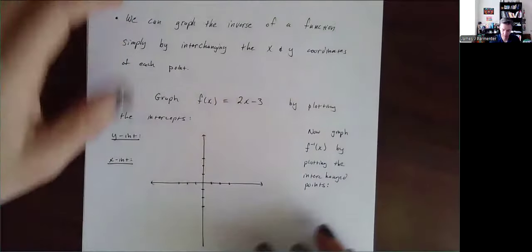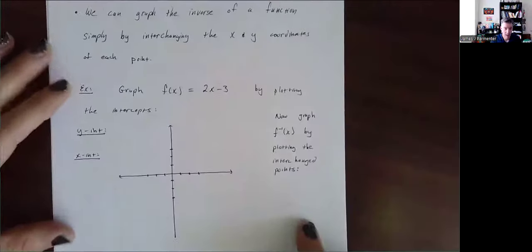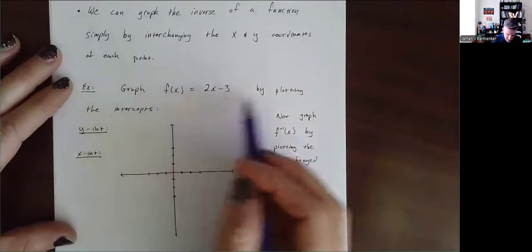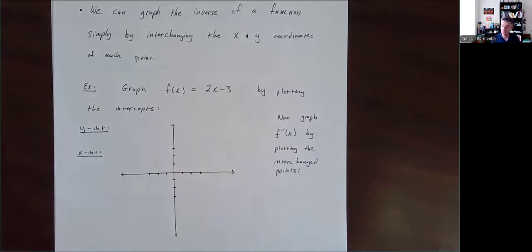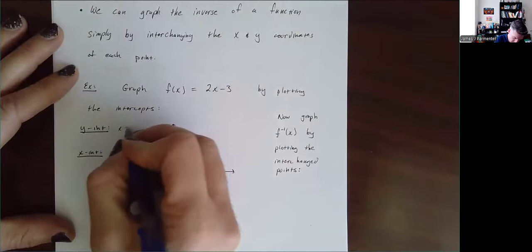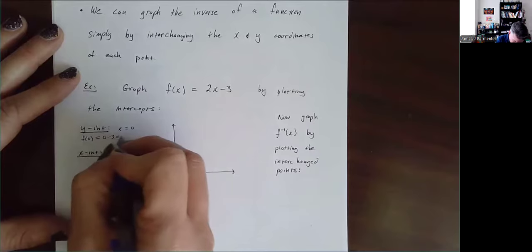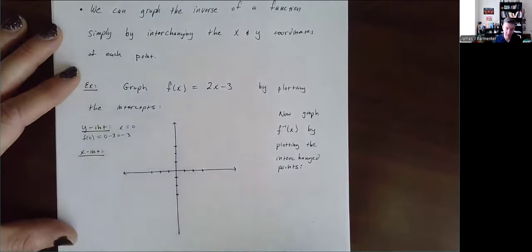How convenient. So over here, sorry, papers, I'm going to graph f of x equal to 2x minus 3 by plotting the intercepts as I usually would, and then I'm going to graph the inverse by plotting the intercepts. So my y-intercept here, if I set x equal to 0, I would get f of 0 equal to 0 minus 3, which is negative 3. So my y-intercept is (0, -3).